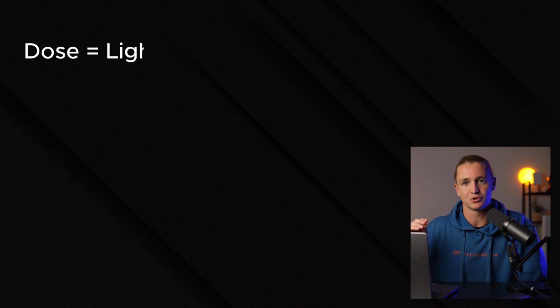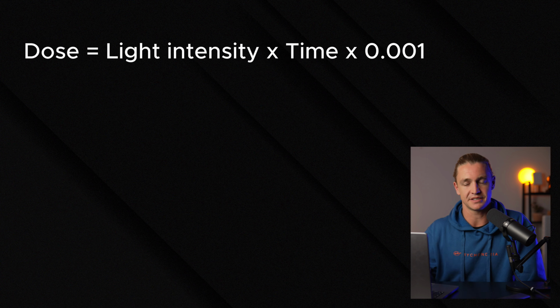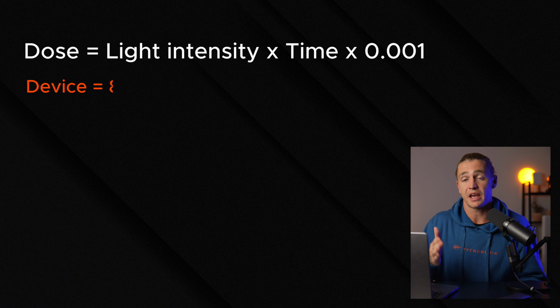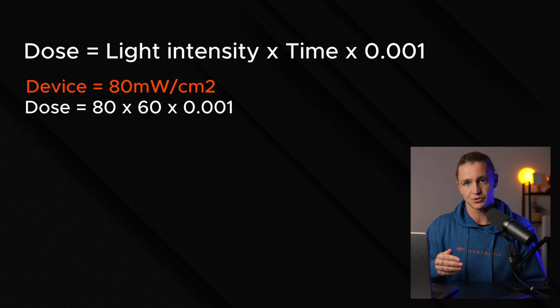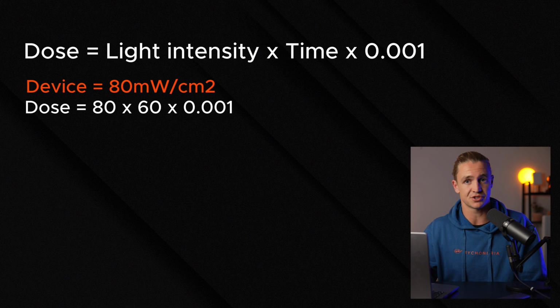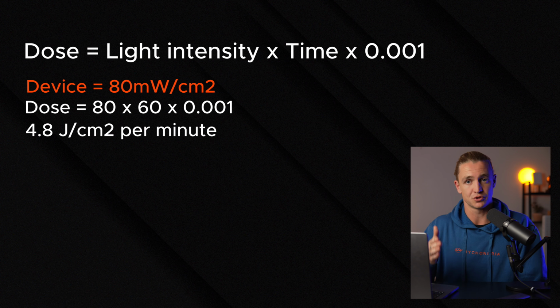Now we're going to jump into the formula now because I'm going to show you how you convert your light intensity, milliwatts per centimeter squared, into a dose measurement. So the formula is dose equals light intensity times time times 0.001. So let's cover a quick example. Let's say your device has 80 milliwatts per centimeter squared. The dose is going to equal 80 times, and then let's use 60 seconds. We're going to get an answer per minute. 80 times 60 times 0.001. That gives you 4.8 joules per centimeter squared, and now we're working per minute.